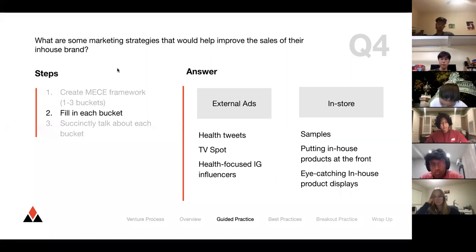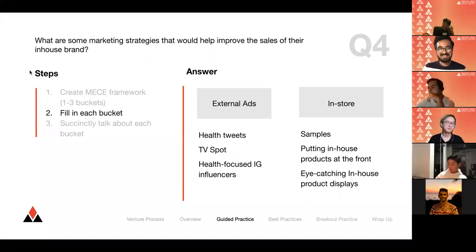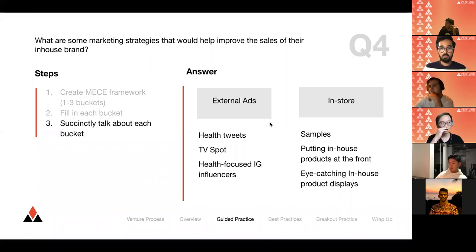So cool. Now the next piece of this is to talk about each bucket succinctly. And I'll basically present this how you might present it in an interview. So I'll go up and say, all right, thank you. I made my framework. I came up with all of my amazing ideas, and now I'm going to present this to you.